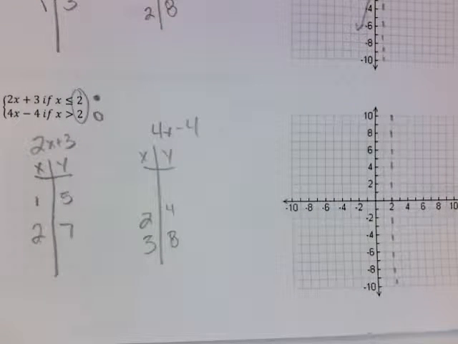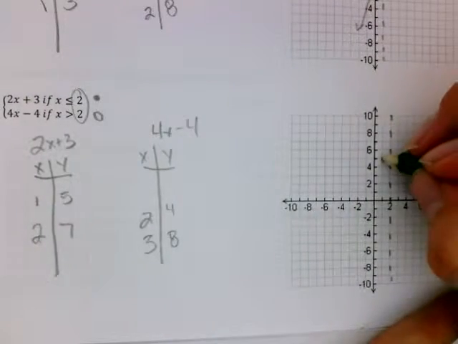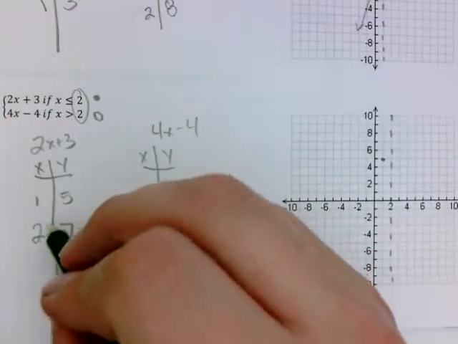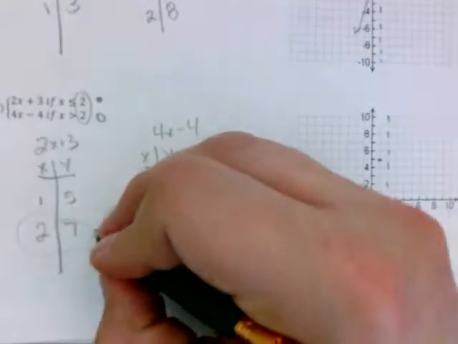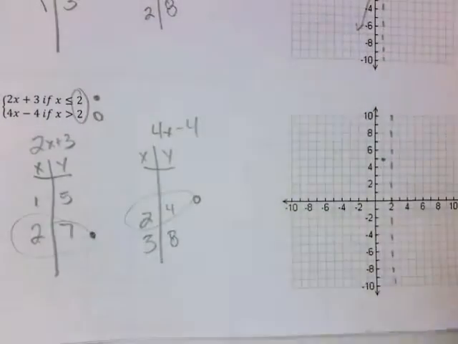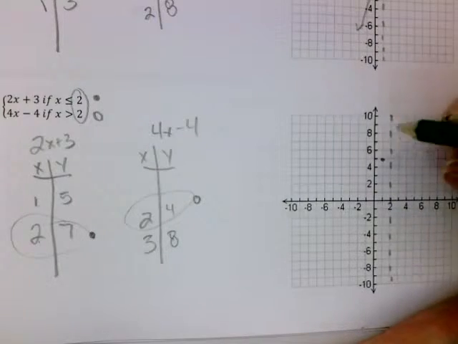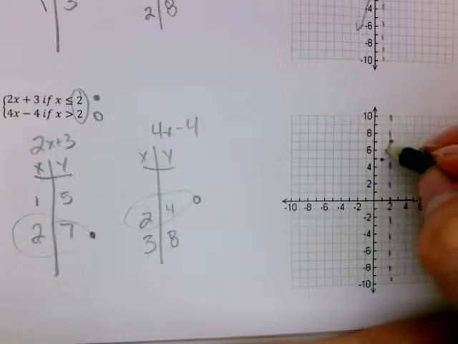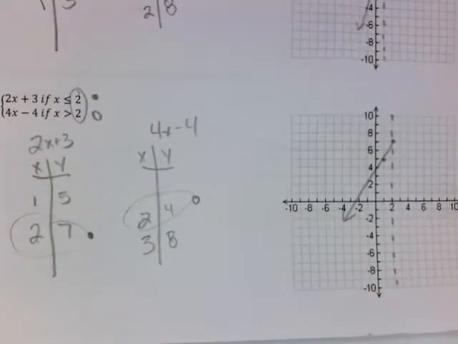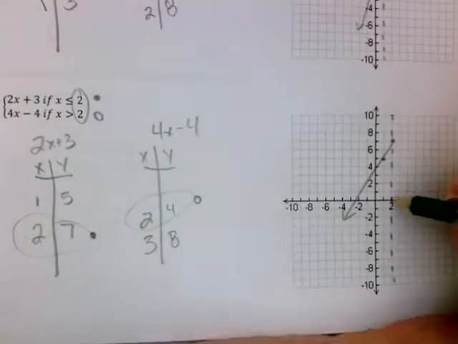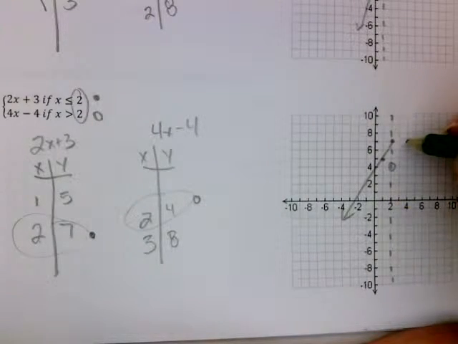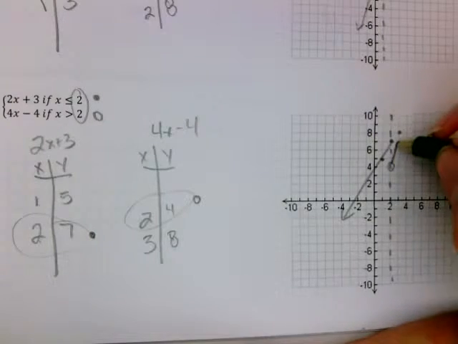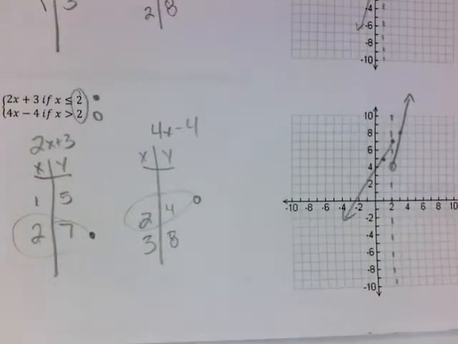Let's actually plot these. So (1, 5), let's find (1, 5). Since this one and this one are at the dotted line, we're going to have a closed dot at this one and an open dot at that one. So closed dot at (2, 7). Connect the 2 dots, like so. This one, open dot at (2, 4). Second one is (3, 8). And that's your piecewise function.